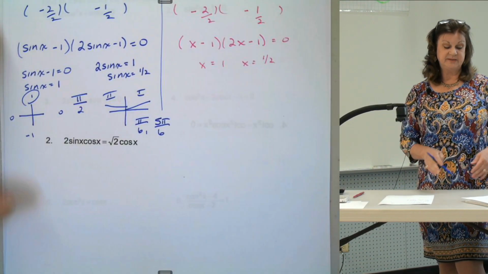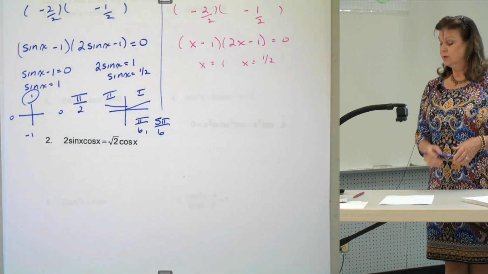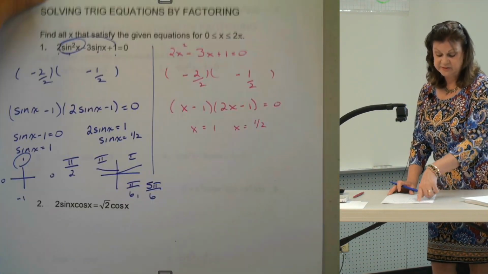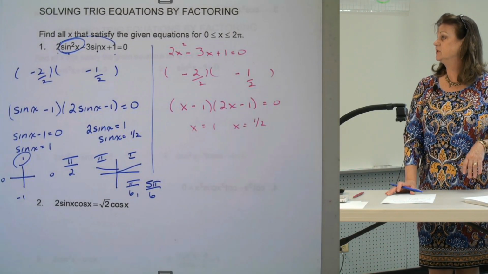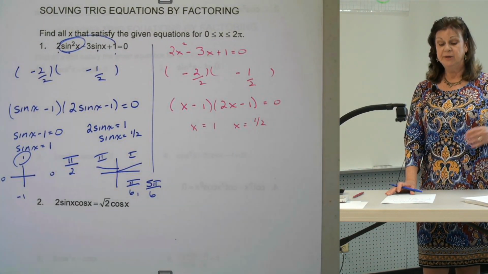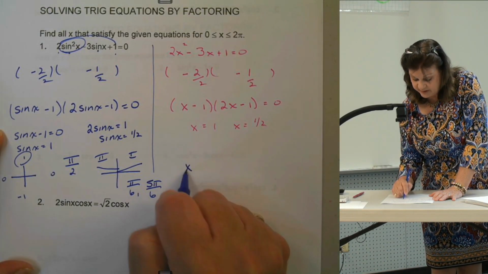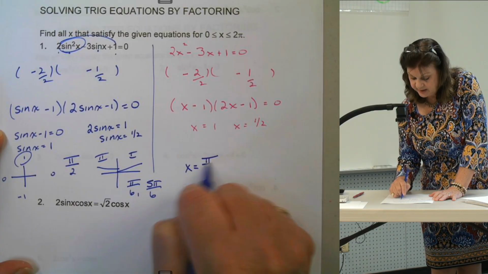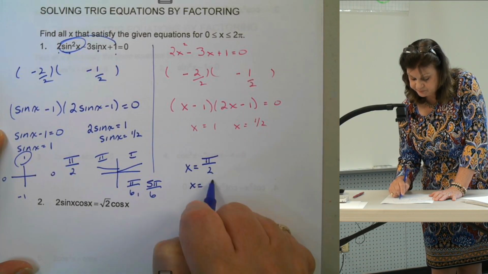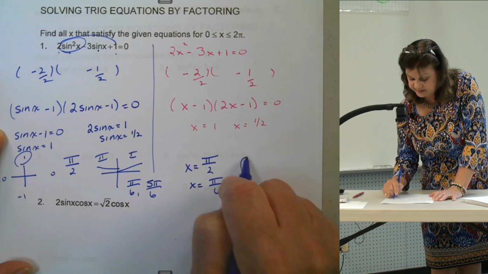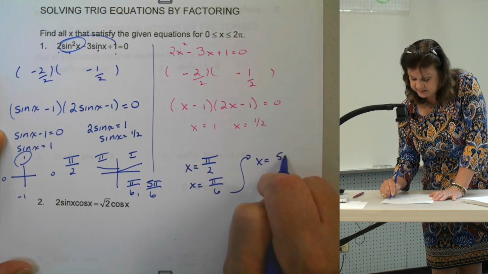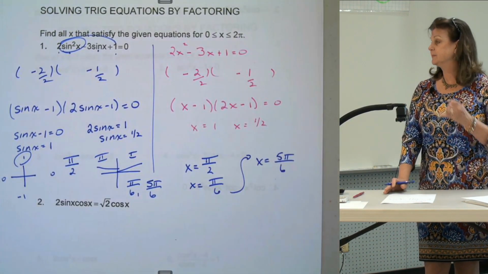and 5 pi over 6. So when I'm asking to find the values of x that satisfy this equation between 0 and 2 pi, 2 sine squared x minus 3 sine x plus 1, I have 3 values that make this true. x is pi over 2, x is pi over 6, and x is 5 pi over 6.